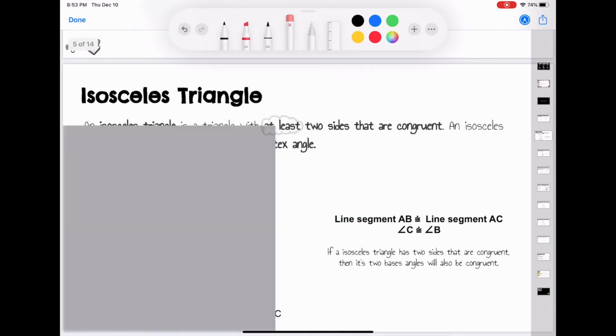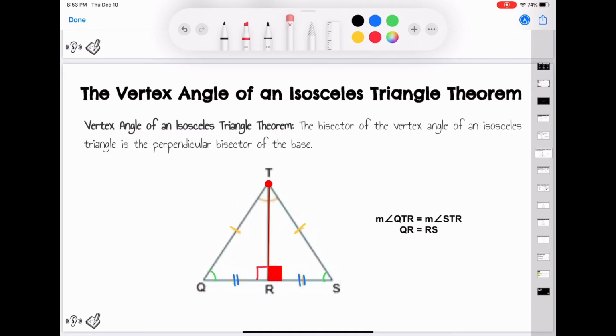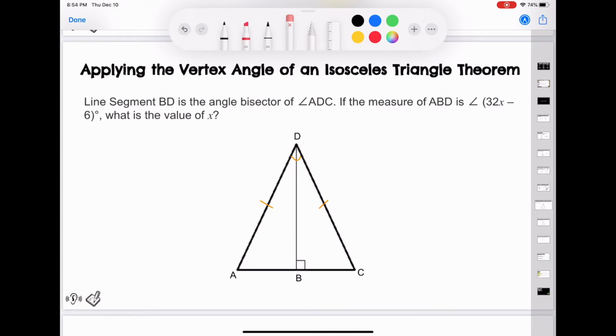Let's look at the next problem. This is my next problem. This problem is asking me to apply the vertex angle of an isosceles triangle theorem. Well, basically what I can see here before even reading the problem is that I'm given an isosceles triangle and I'm given an angle bisector which bisects angle ADC, or angle D, into two congruent halves. Given this information, I can hopefully solve for various different measures, and let's begin.